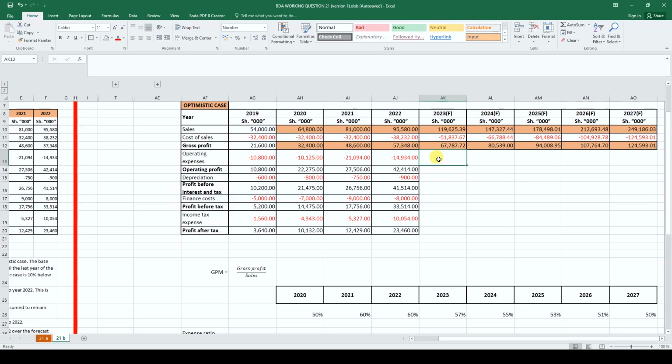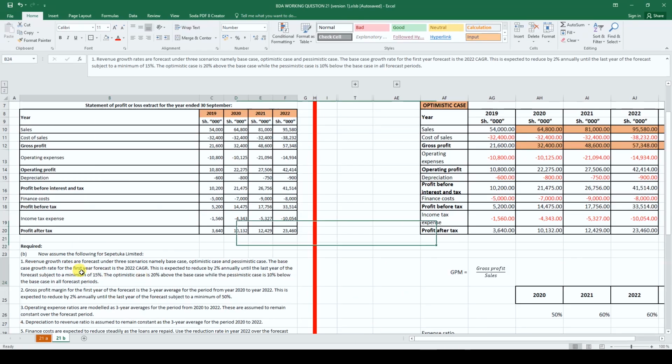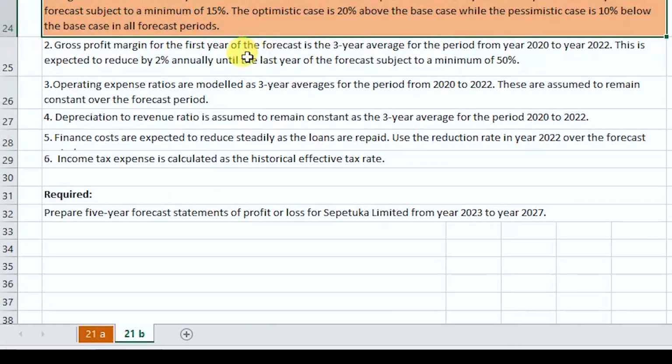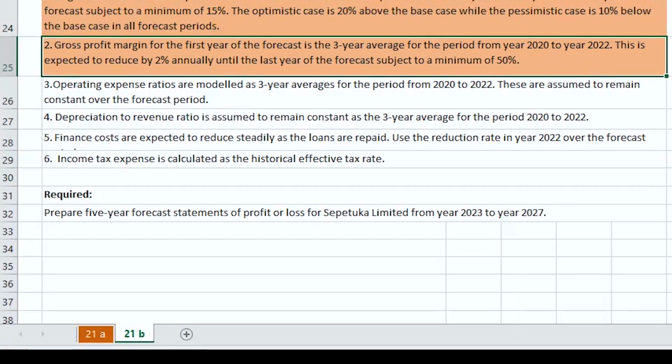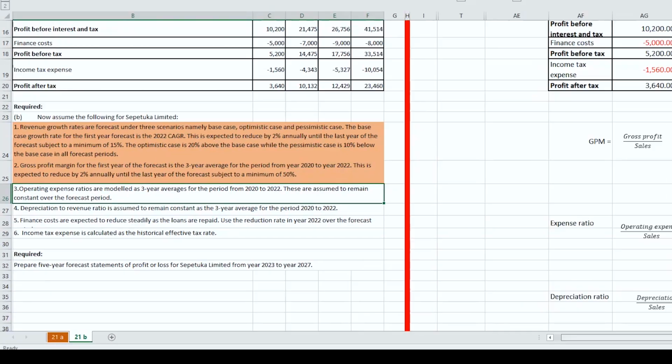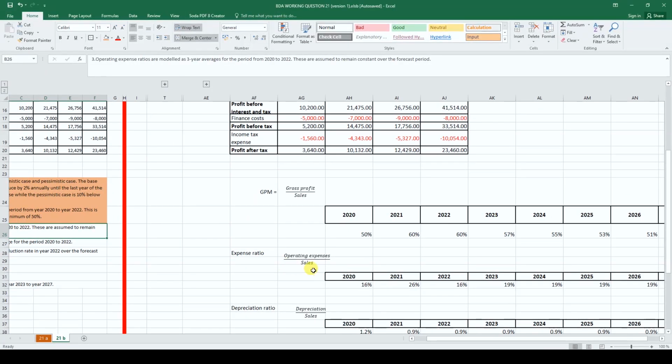How about the operating expenses? We have the operating ratio. They are given to us there. We've been told, so revenue is done, gross profit margin is done. We've done that. Operating expenses are modeled on 3-year averages for the period 2020 to 2022. These are assumed to remain constant over the forecast period. So we just pick the expense ratio. To get the operating expenses is just the sales times expense ratio from 2023.